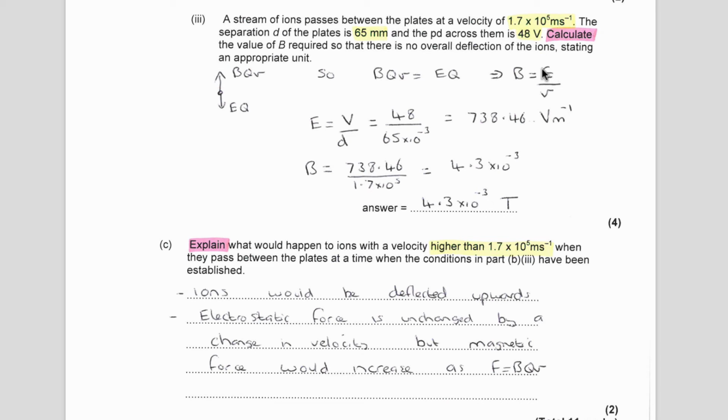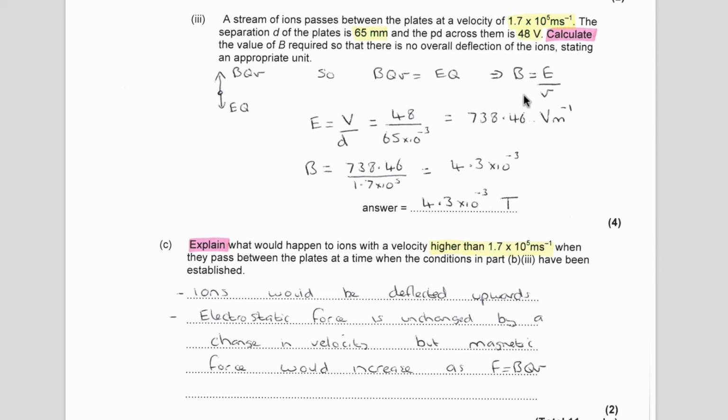What we don't know is the electric field strength, but we can work that out because we know that for a uniform field, which this is because it's between 2 parallel plates, the electric field is equal to the potential difference divided by the separation between the plates. The potential difference is 48 volts, separation is 65 millimeters, so 65 times 10 to the minus 3 meters. So the electric field strength is 738.46 volts per meter. We now take this equation and we put it into this equation with the correct velocity, that looks like this. We do it on our calculator and we get 4.3 times 10 to the minus 3.